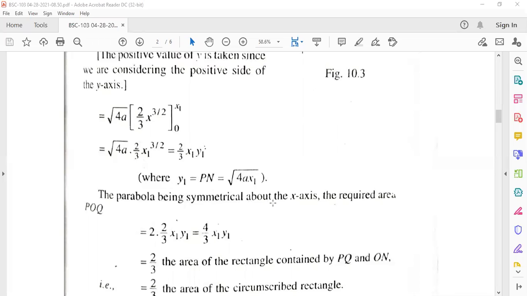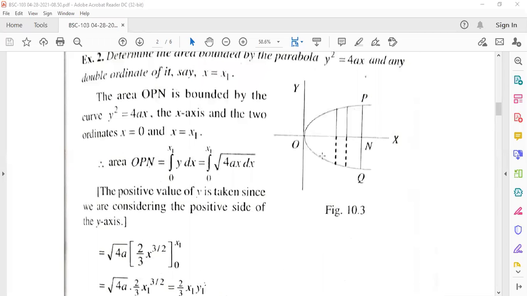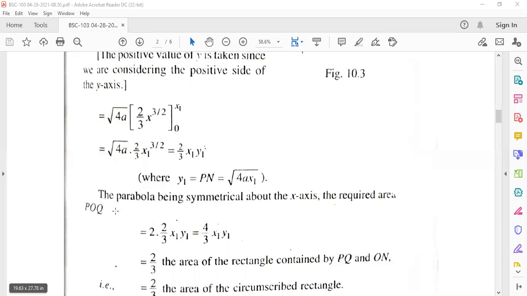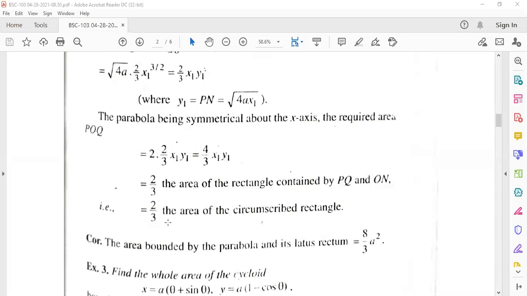The parabola being symmetrical about the x-axis, look here, about this x-axis, this part and this part are symmetrical. So that is why if we find out the area of this and multiply it by 2, then we get the whole part. That is said here: the parabola being symmetrical about the x-axis, the required area of PQ is 2 into this. So it was multiplied by 2. So it is 4 by 3 x1 y1.